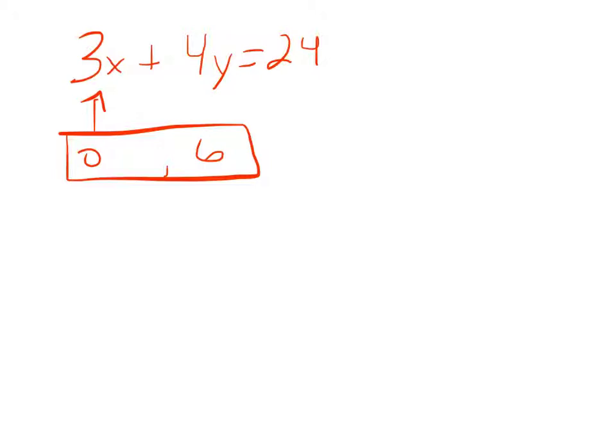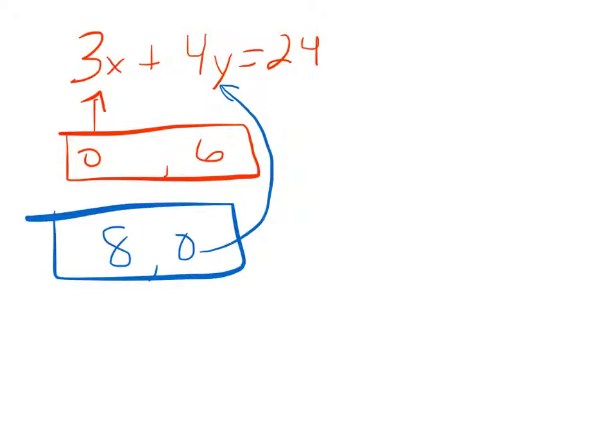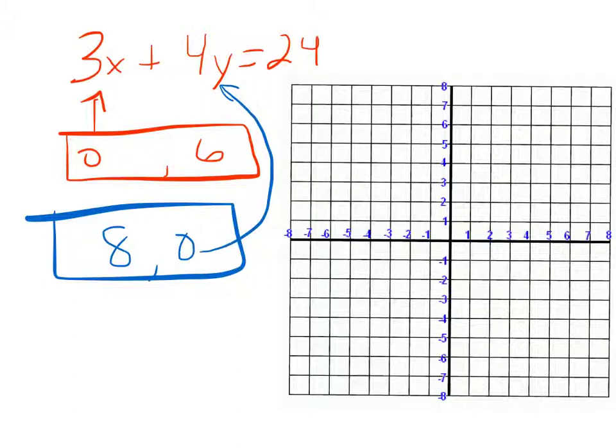And if we do a different color here, let's say I put in a 0 for the y over here. So then I know 3 times x equals 24. That's 8. So 8, 0. So that's my second coordinate. So now if I go ahead and graph it. Alright, let's graph that. 0, 6 will be over there, and 8, 0 will be way over here.